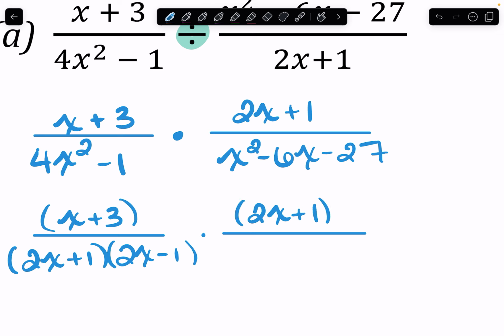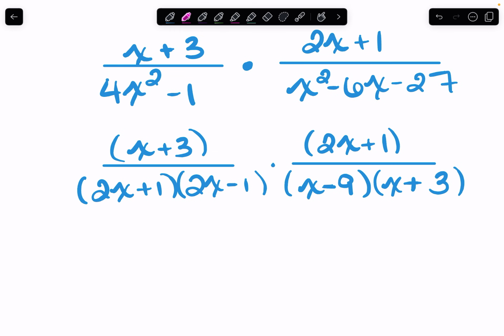x squared minus 6x minus 27. Leading coefficient's a 1, so I can go to my double bubble. I know it starts x and x, has to multiply to negative 27 and add to negative 6. So multiply to 27, that's 9 and 3. To make it negative 6, the bigger one needs to be negative and the smaller one needs to be positive.